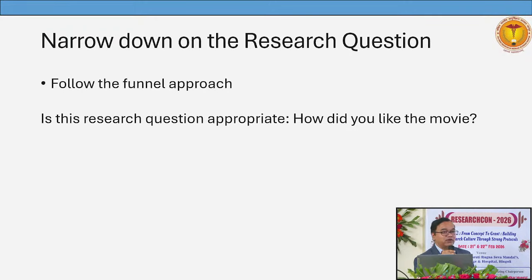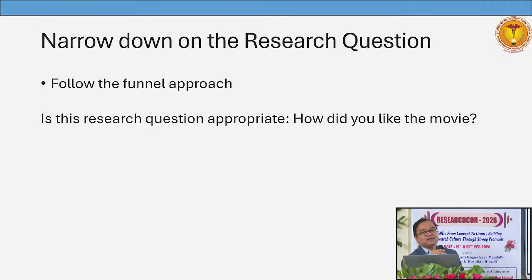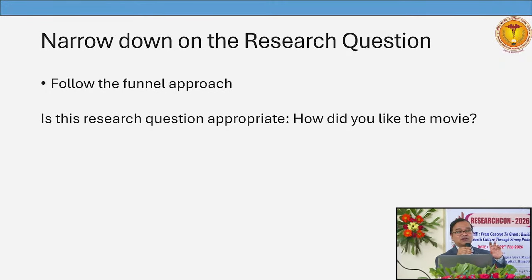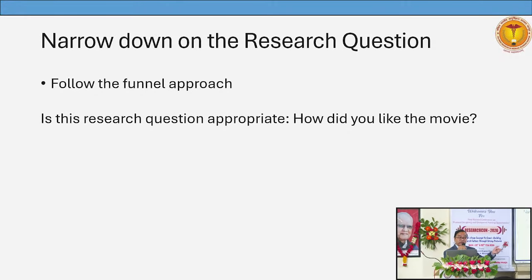Name of the movie. Very good. So that is the first step of refining the research from broad to small. How did you like the ABC movie? Is this the one? Only one? Can it be further refined? Yes, please. Which aspect of the movie, like the beginning, climax, songs, action sequence? Very good. Further refinement is required. How were the acting skills of the actors and actresses in that particular ABC movie?